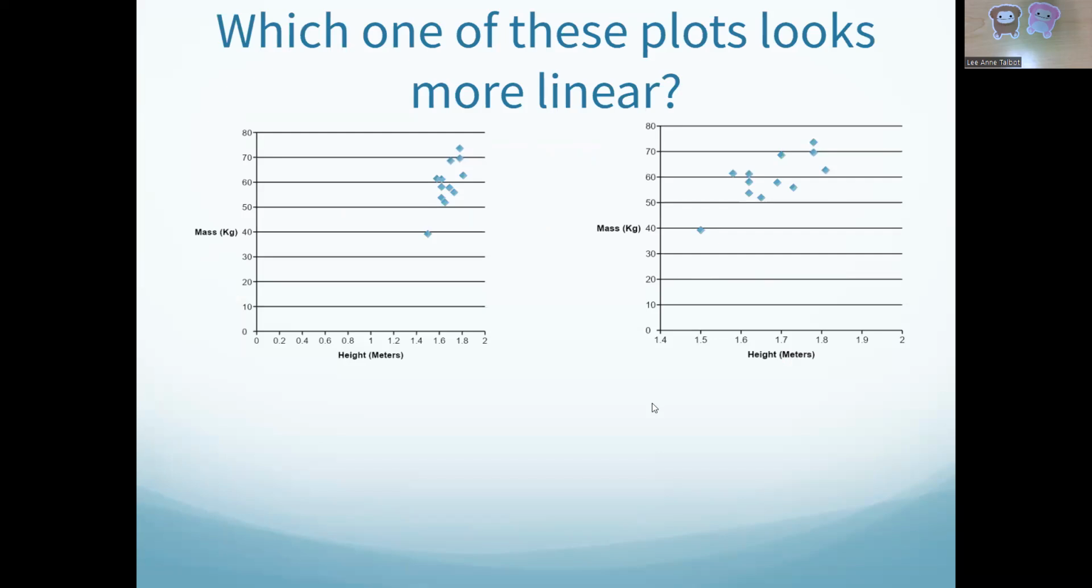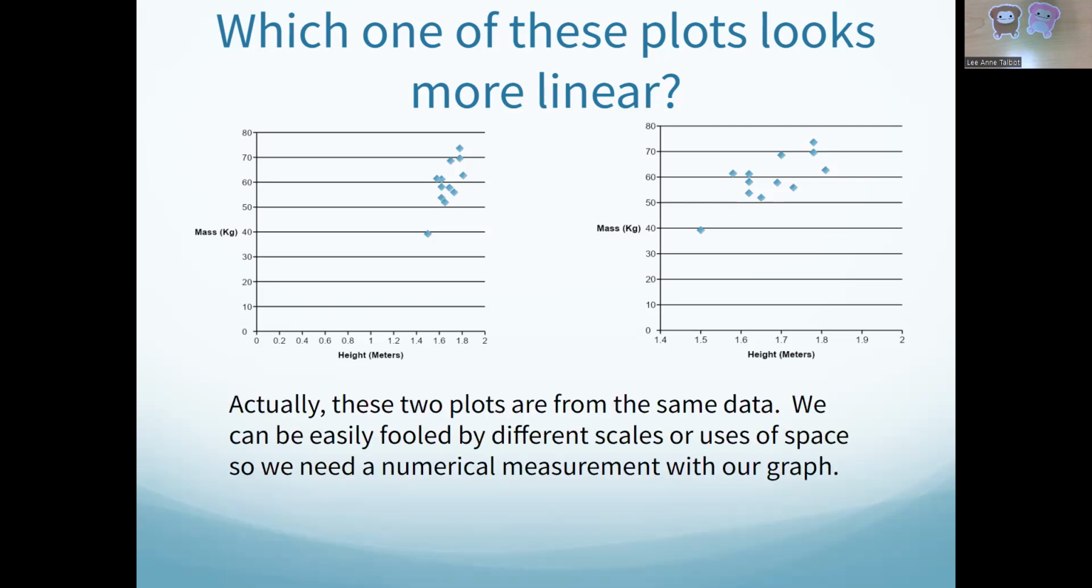Okay, this is why I didn't want to pass out the packet yet, because I wanted to get your opinion. Which one of these plots looks more linear to you? Left and right, so 1 or 2. Give me fingers up. Graph number 1 or graph number 2? Looking more linear. You're all being very hesitant about your answer. To be honest, there's no right or wrong answer here. These 2 plots are exactly the same scatter plot.